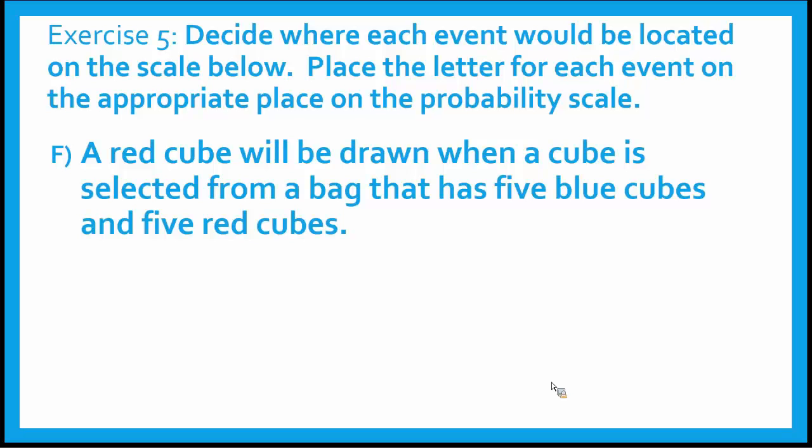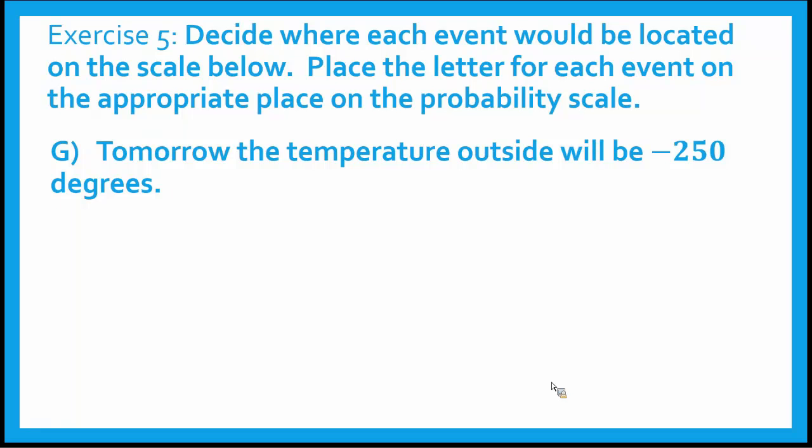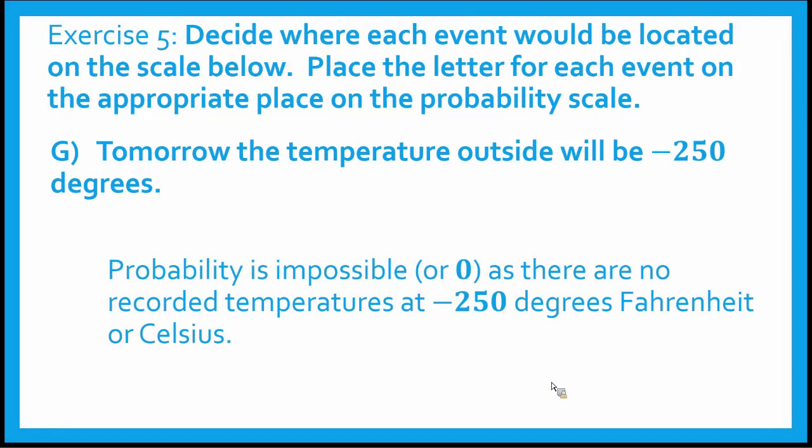Part F. A red cube will be drawn when a cube is selected from a bag that has 5 blue cubes and 5 red cubes. Probability would be equally likely to occur, as there are an equal number of blue and red cubes. Part G. Tomorrow the temperature outside will be negative 250 degrees. Probability is impossible, or 0, as there are no recorded temperatures at negative 250 degrees Fahrenheit or Celsius.